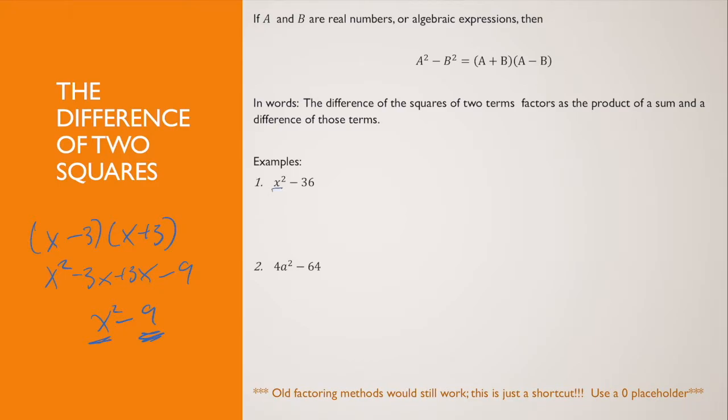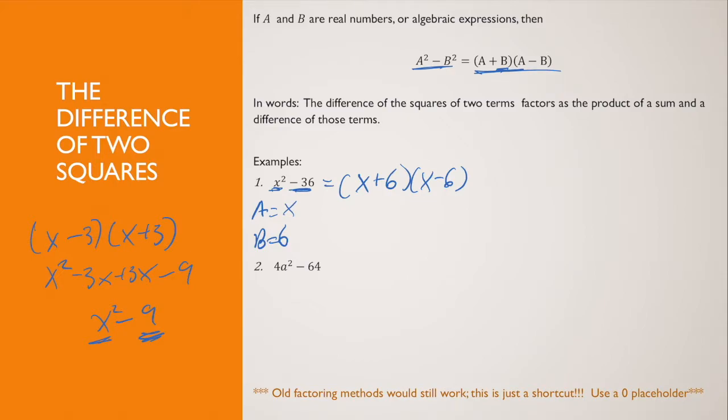So here I've got x squared minus 36. 36 is 6 squared. So if I memorize this shortcut, I can label my A's and my B's. In this case, A is x, B is 6. So this becomes x plus 6 times x minus 6. Or it could have been x minus 6 times x plus 6.